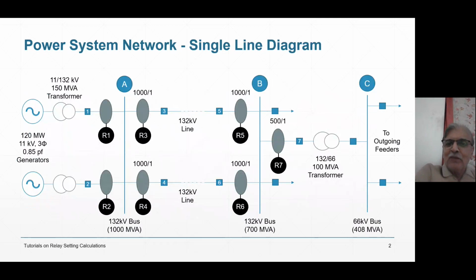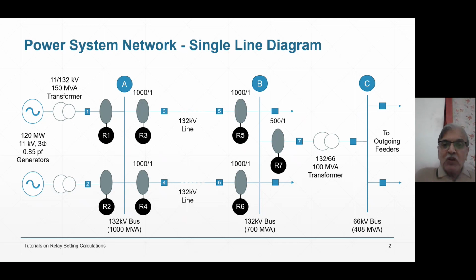If you see this parallel feeder, R3, R4 are backing up R7, that is correct. But R3 backs up R6. Because if there is a fault in the lower feeder, then current will pass R3, R5, R6. R5 will not operate because it is directional. Fault current is passing from left to right, and R5's operative direction is from right to left. Therefore, R5 will not operate, but R3 will operate.